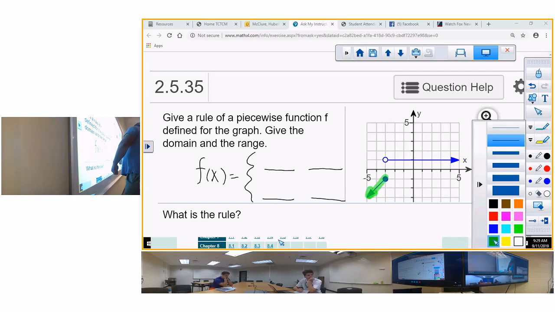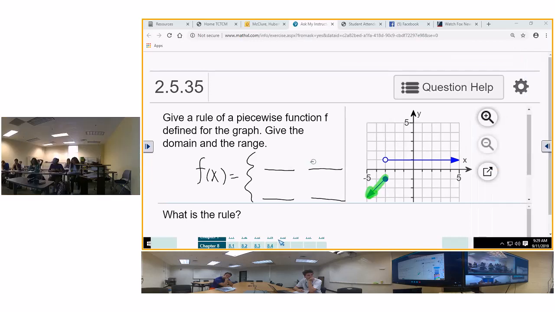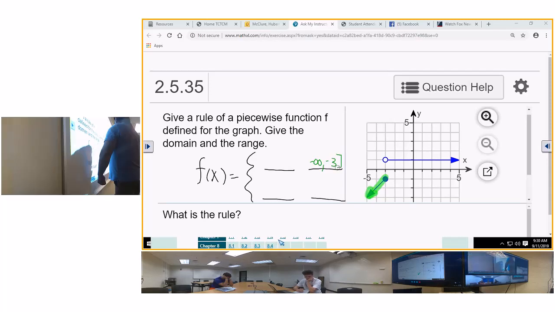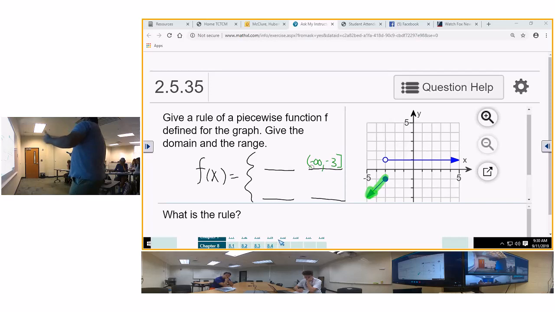The domain on this one is, what does that arrow mean? Negative what? Negative infinity. And where does it end? Negative 3. That bracket and parenthesis. Okay, so there's the domain. Now you can rewrite that as x is between negative infinity and 3. You can do that, that's fine.